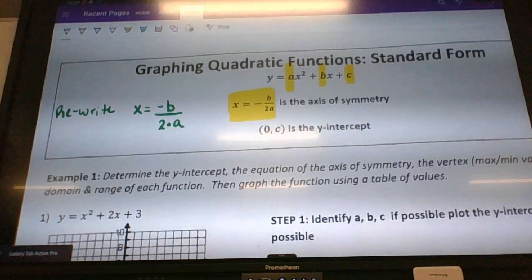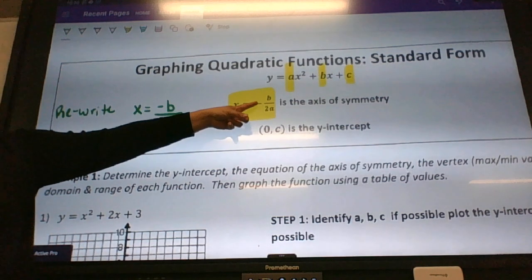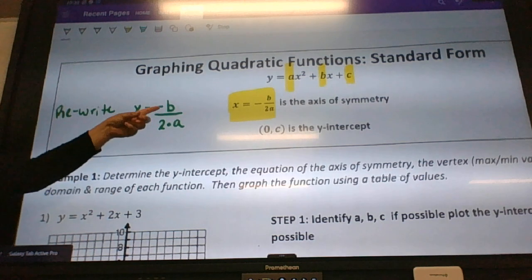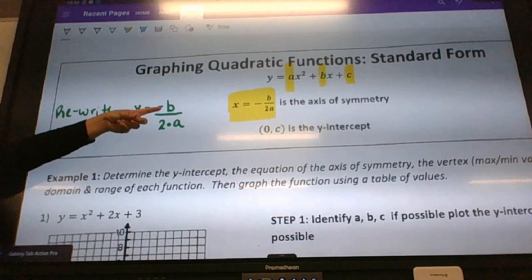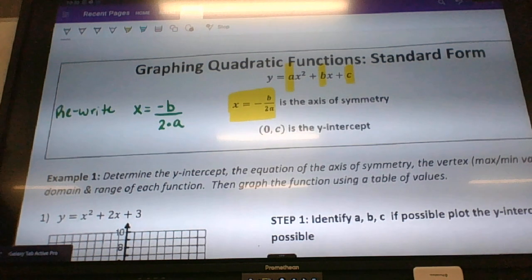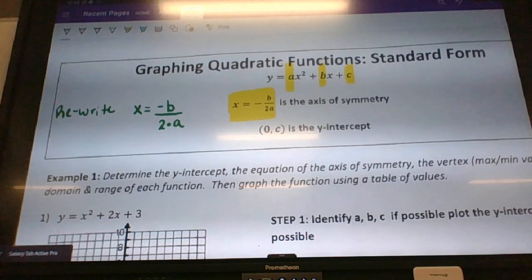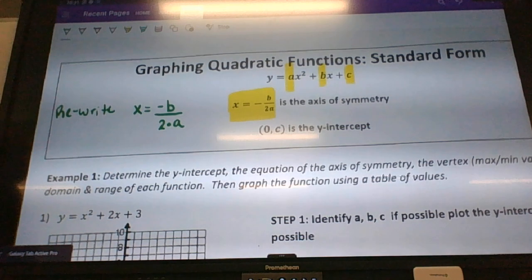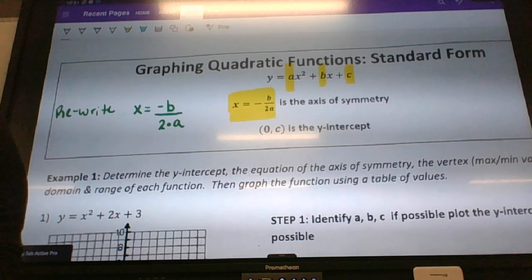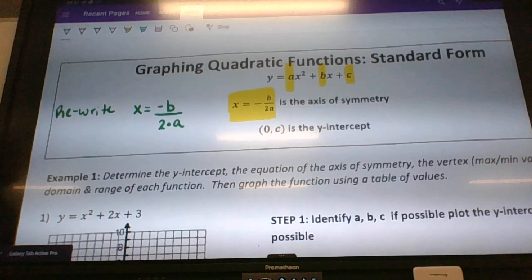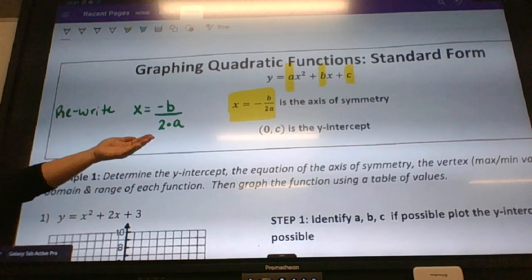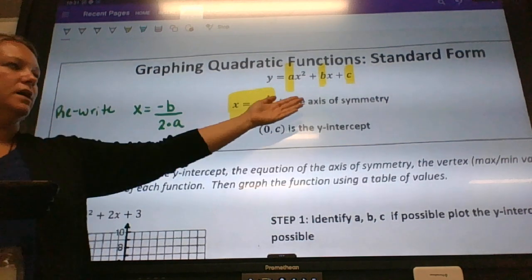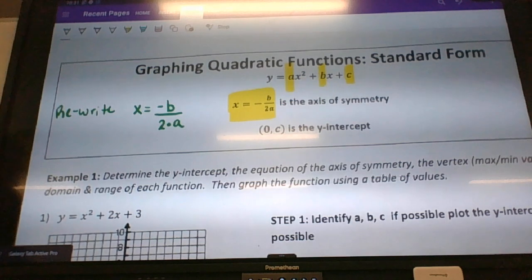2 negatives make a positive. So I take this and I just boop it right to the top. Just make the top negative, not the bottom. 2 times A. And this is a formula. We'll talk about where the formula came from later in the chapter, but for now, we're just grateful to the mathematicians for helping us with a formula to find the axis of symmetry.